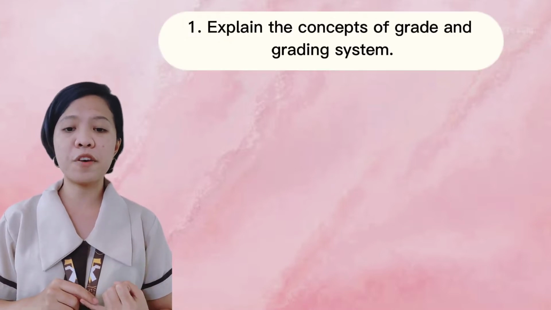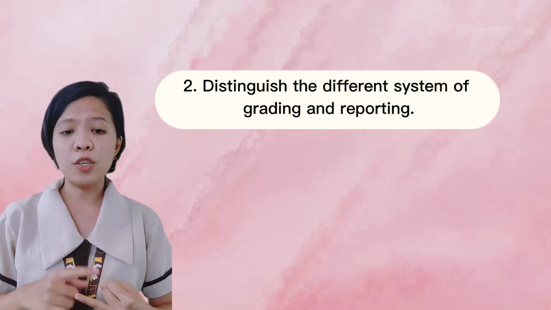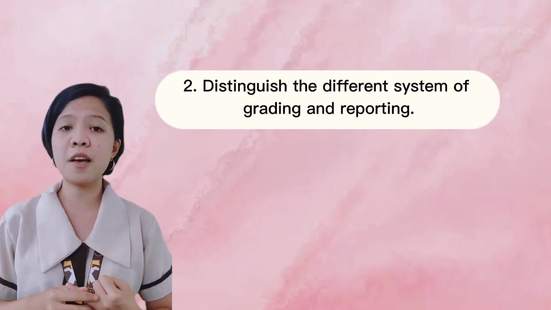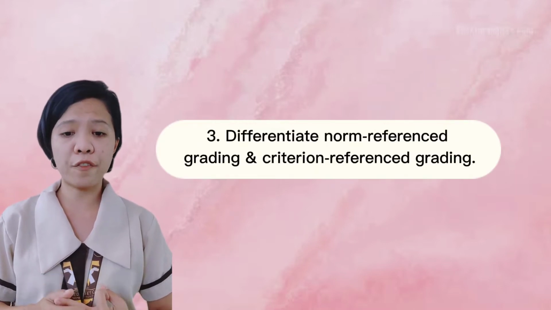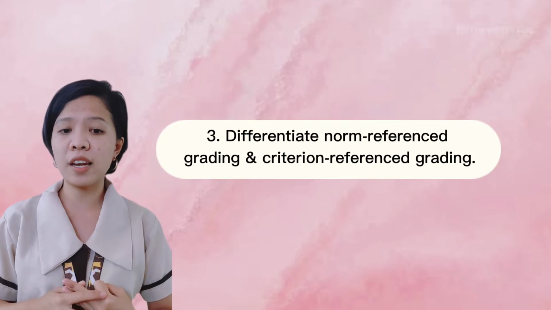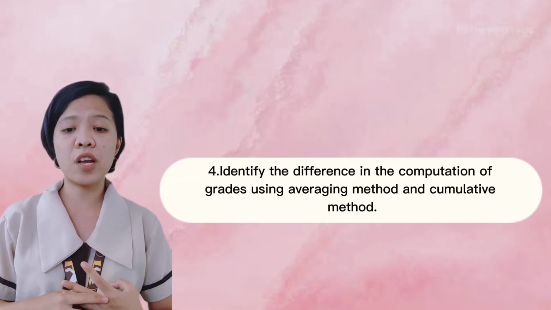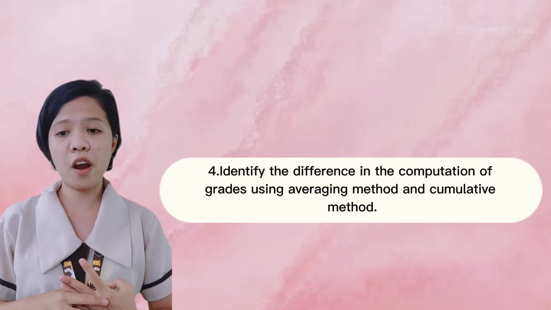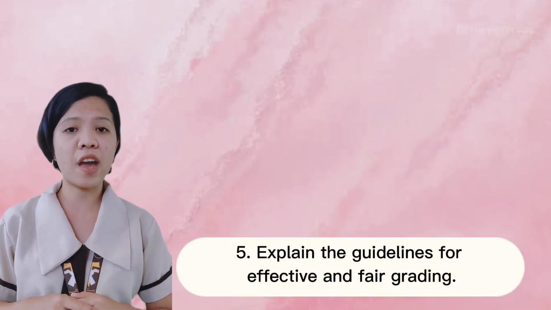And now, before we proceed to our topic, I will let you see first the objectives of this module. After studying this video, you will be able to, first, explain the concepts of grade and grading system. Second, distinguish the different systems of grading and reporting. Third, differentiate norm reference grading and criterion reference grading. Fourth, identify the difference in the computation of grades using an averaging method and cumulative method. And lastly, explain the guidelines for effective and fair grading.